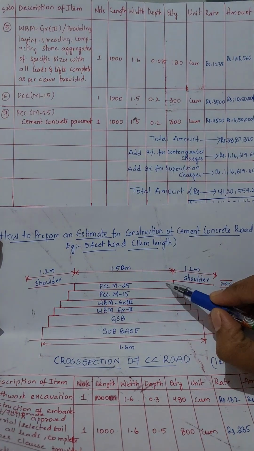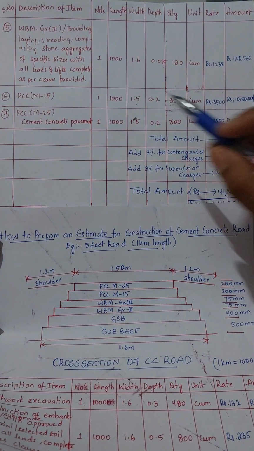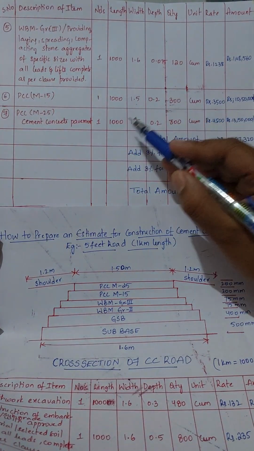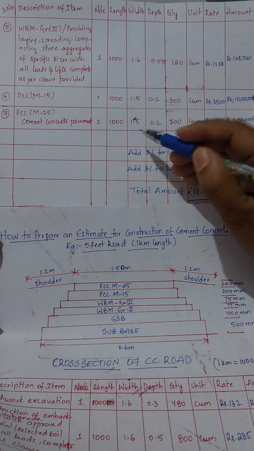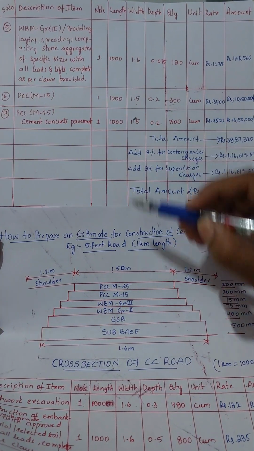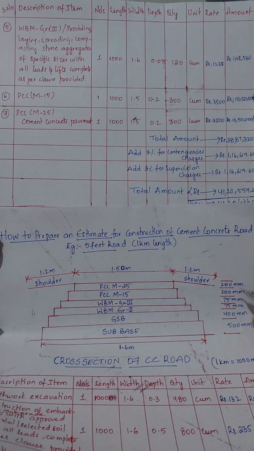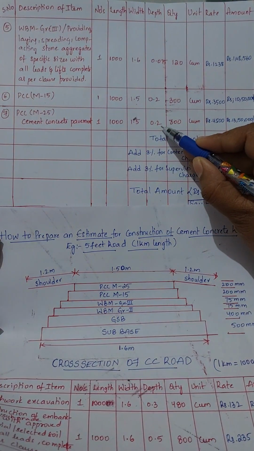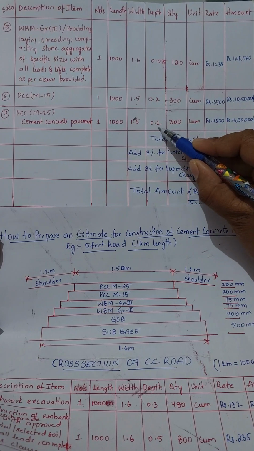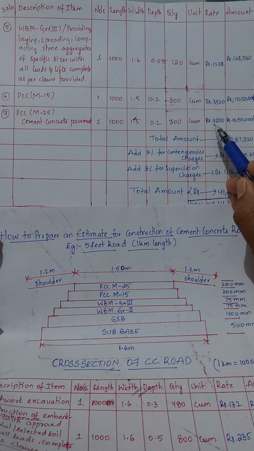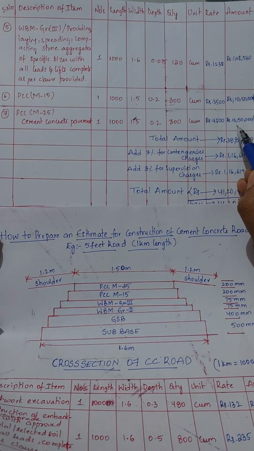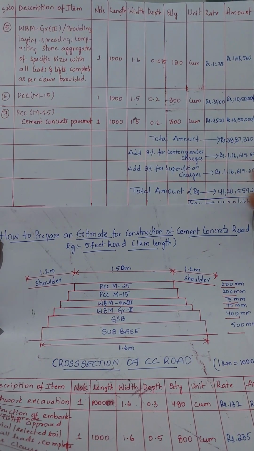In the same way we will do for the M25 layer. For the pavement, the length is 1 kilometer, which is 1000 meters, the width is 1.5 meters, and the depth is 200 mm, which is 0.2 meters. After multiplication of these three, we get 300 cubic meters. The rate for M25 grade concrete is rupees 4500. Then 300 into 4500 gives a cost of rupees 13,50,000.